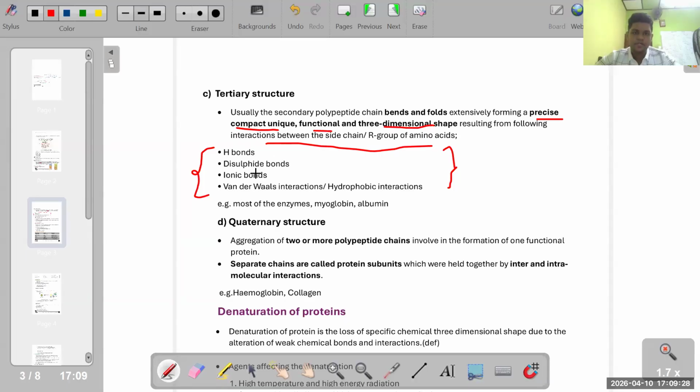Examples for tertiary structure of protein: most of the enzymes, myoglobin, albumin. Sorry, these are not all enzymes; these are types of proteins that are in tertiary structure. Is that clear?